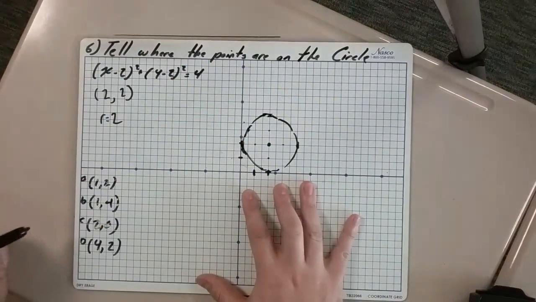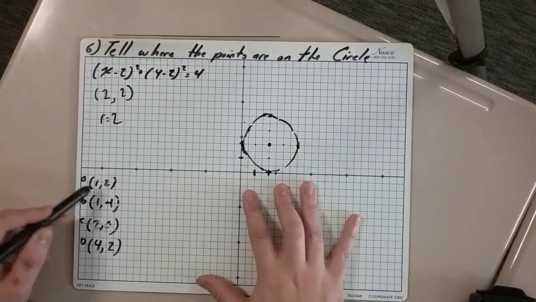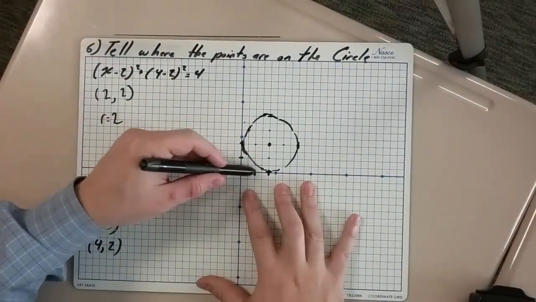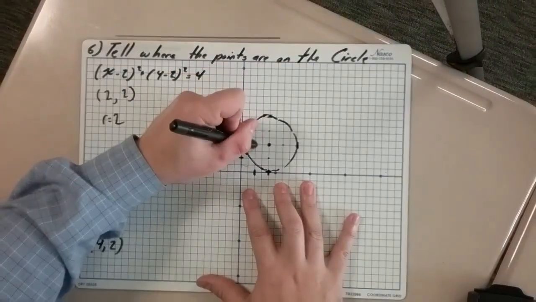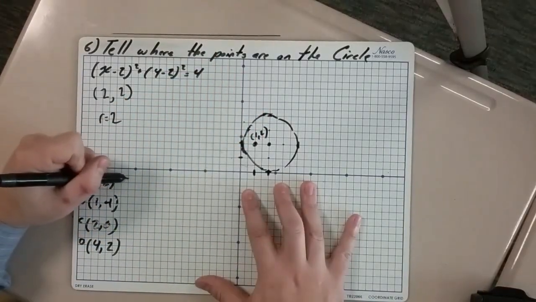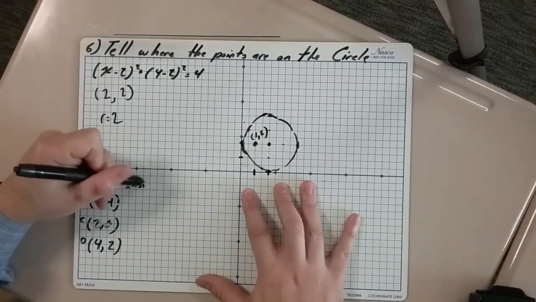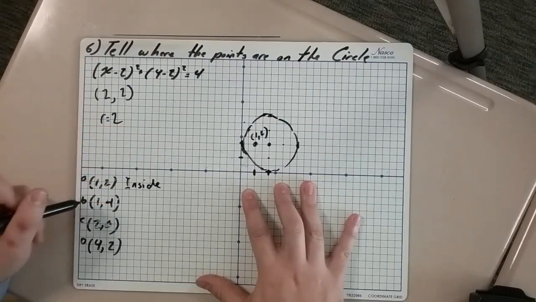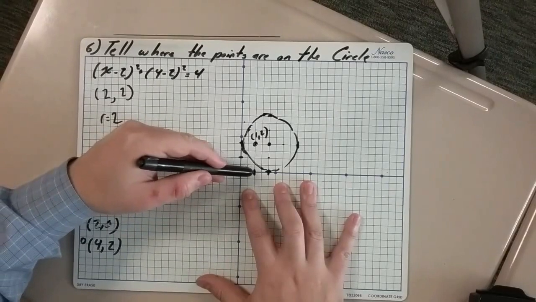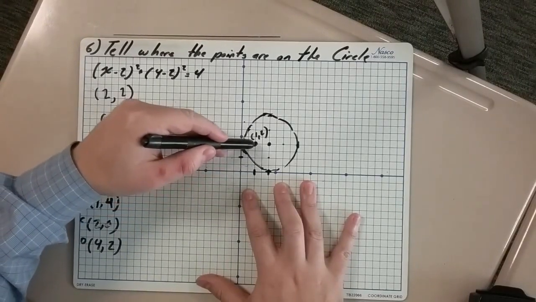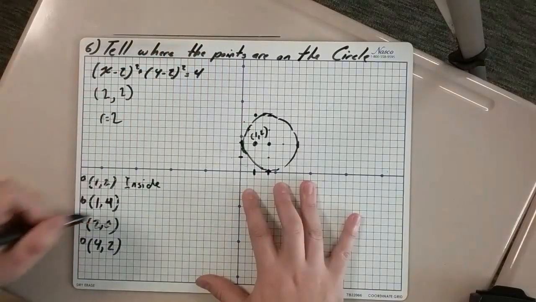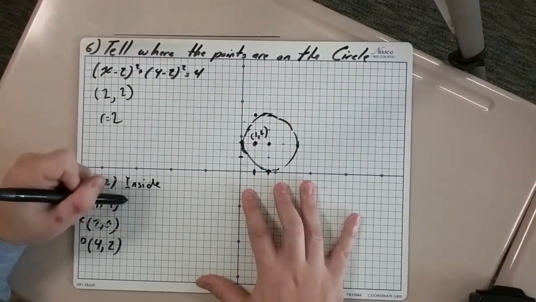There. Now, where does 1, 2 land? Okay, so here's 1, then I go up 2, and that's here. This is 1, 2. That is inside the circle. Where is 1, 4? Let's see. Here's 1, and I go 1, 2, 3, 4. That is outside the circle.